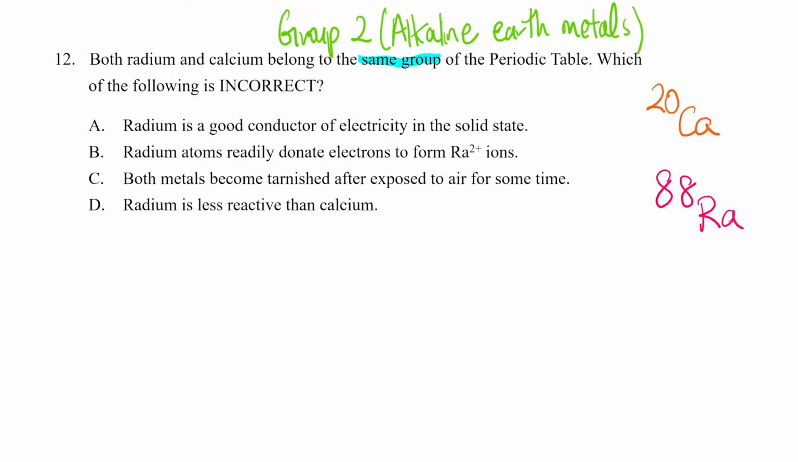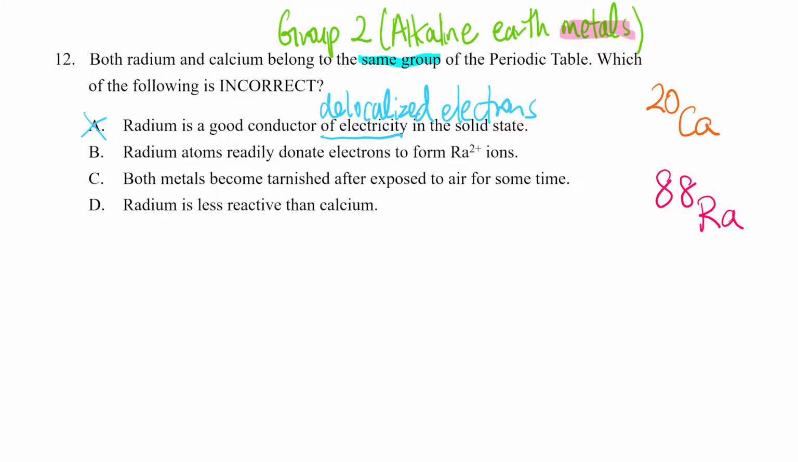It says first off, radium is a good conductor of electricity in the solid state. Is that true? Yeah, of course that's true because it belongs to group 2. As you can see from the name of group 2, alkaline earth metals, it's a metal, and we know that metals can conduct electricity. And why can metals conduct electricity? Because they have delocalized electrons. So yep, this is definitely true. So this is not the right answer.